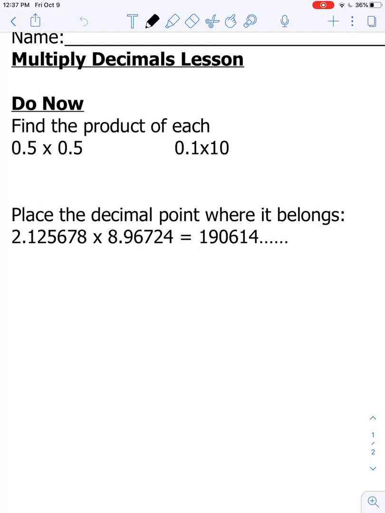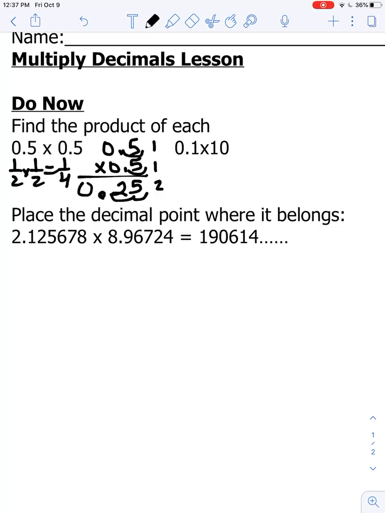So we're going to start with 5/10 times 5/10. All right, when we multiply these two together, we end up with 25. And we're going to count the decimal place values in each of those factors. We need those many in the product. So we have 25/100. We could have also done a half times a half, which is 1/4, and 1/4 is equivalent to 25/100.